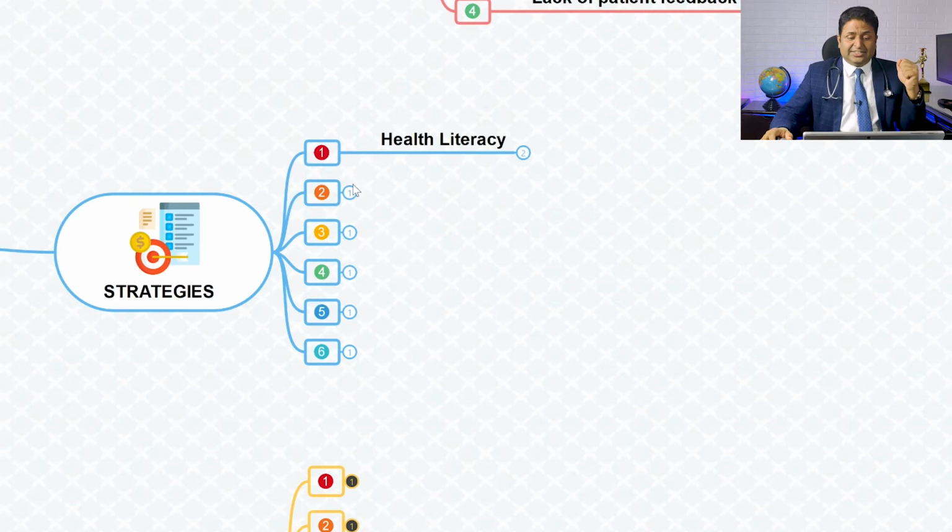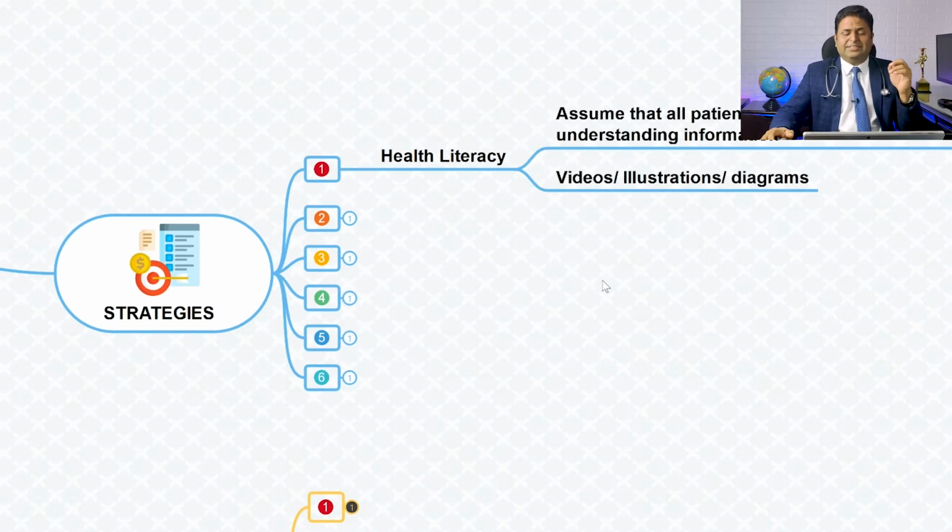So first is health literacy. What is health literacy? Basically, as doctors and healthcare providers, we have to assume that all patients are at risk of not understanding the information. This is the first thing you have to understand. Once we know that every patient may find it difficult to understand, we have to use alternative methods to make them understand, like videos, illustrations and diagrams. Currently in this century, videos are playing a great role, and unless you engage your patients with videos, it's a key area you're missing, right?